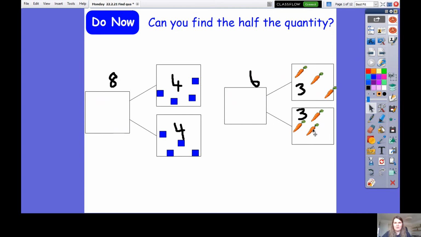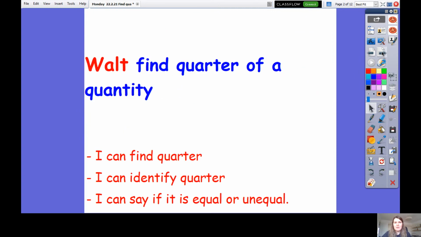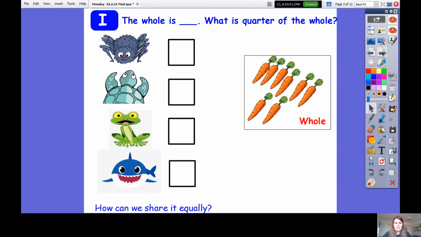Fantastic. We've remembered our knowledge about half. Now we're going to need that today, our knowledge of part whole models, to help us. We are going to be finding quarter of a quantity today. So we're going to be able to find quarter, we're going to be able to show it on a part whole model, and we're going to be able to share equally the 4 parts out to find a quarter. Fantastic. So when I'm sharing between 4 people, I am quartering the amount.